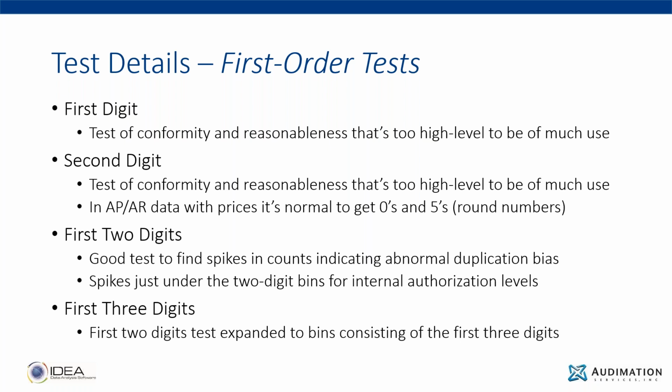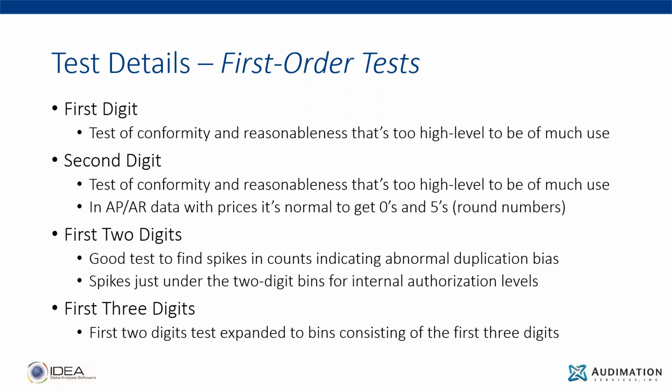So we have the first digit test, which is a test of conformity. That's usually too high a level to be of much use, but it's good for that second application, right? To see if the data conforms to what we expect, which might help in terms of picking a general area to start working in. The same for the second digit test. It's also a test for conformity and reasonableness, and that's too high a level to be of much use. The first digit test we already saw, where we look at the first digit of each number and categorize those in bins and look at the counts of them.